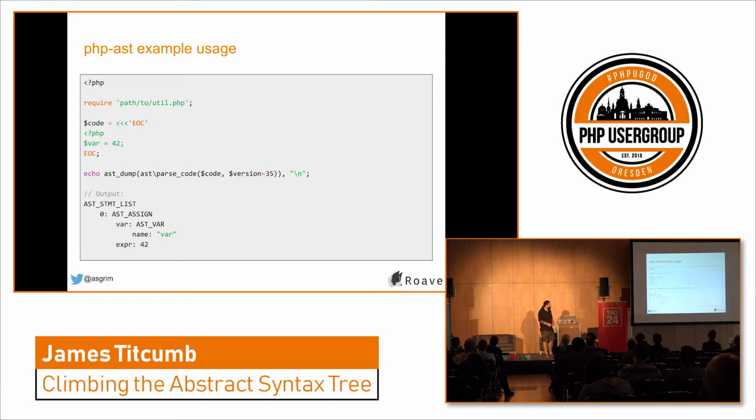But yeah, you just call the AST parse code, give it some code as a string, and it will give you the abstract syntax tree. It's just a load of objects. You can look around it, just like you would any other kind of data structure.